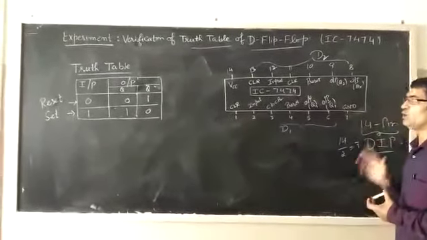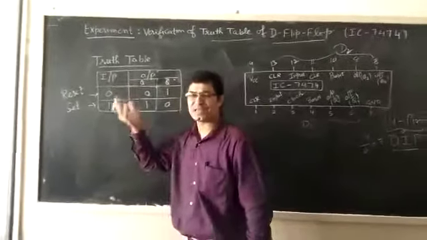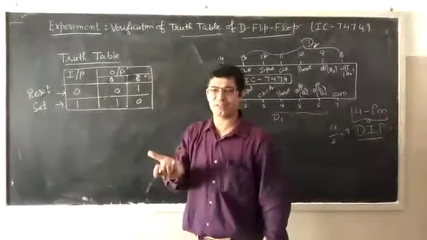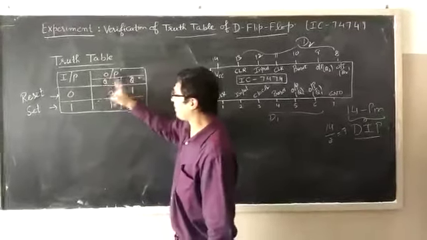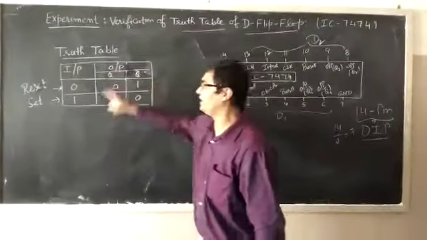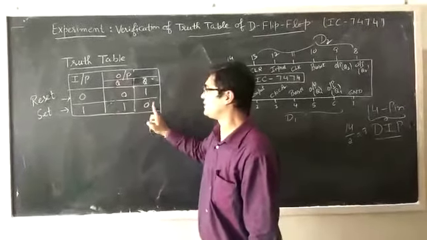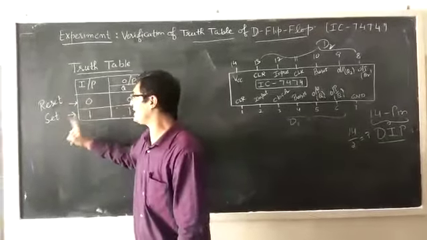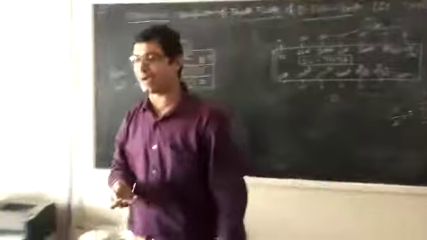Now we have to verify the truth table. In the truth table there is an input. We know that in a D flip-flop, whatever input we give will remain the same at the output. If 0 is the input, output is 0. Q bar is the complement of Q, so here you will get 1. If 1 is the input, you will get output 1 and Q bar will be 0. So here 0 stands for reset and 1 stands for set. The rest I will explain on the digital breadboard by using the IC 7474.